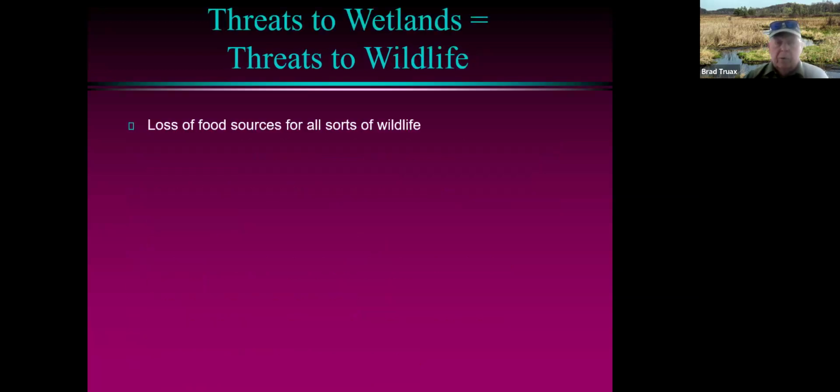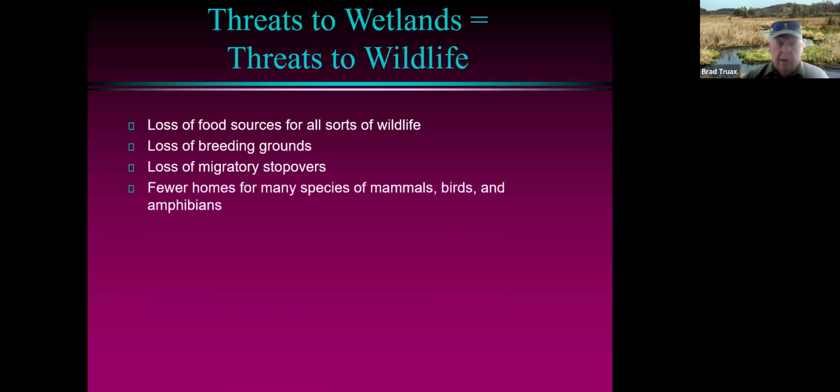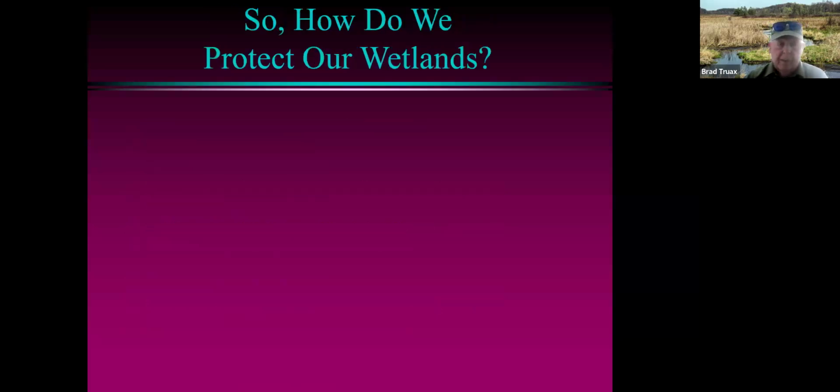So again, threats to wetlands also translate to threats to wildlife. There's loss of food sources for all sorts of wildlife, loss of breeding grounds for many different species, loss of stopovers for migrating birds and animals. And there are fewer homes for many species of mammals, birds, and amphibians. And once again, there are fewer fish spawning sites and nurseries for fish.